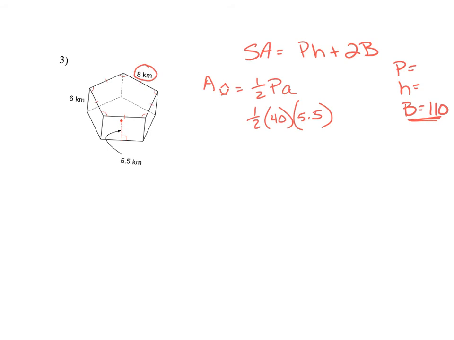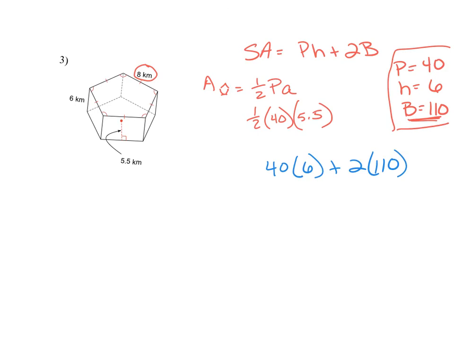If we put the pentagon on the table, which is how it's really sitting here, then the height is going to be 6. And we already know the perimeter of that base is 40. So this one looked a lot harder, but it really isn't that hard. So now we put these 3 numbers into the formula, and we get 40 times the height plus 2 times the b, and we get 460, and this is kilometers squared, which is a huge hat box, okay?